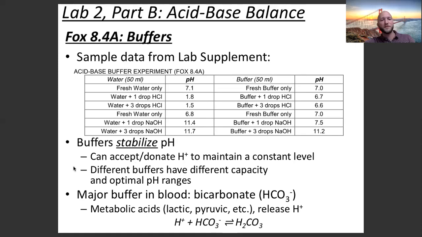Different buffers have different capacity and optimal pH ranges. That's why we get such a big jump here, because the buffer that we use, we got outside of its optimal pH range. The major buffers in blood: bicarbonate is a major buffer in our blood. Hemoglobin actually has some buffering capability also within our blood.